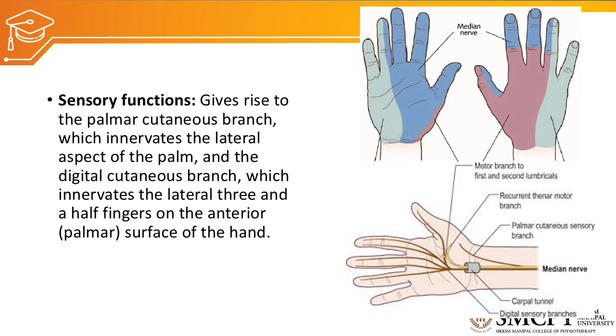You can see in the picture, this is the lateral 1, 2, 3 and a half. The blue area which you can see is the sensory supply: the palmar lateral 3.5 digits on the palmar surface, and the medial aspect of the thumb, the posterior aspect of the index and the middle finger until the proximal interphalangeal joint, and the lateral aspect of the index finger until the proximal interphalangeal joint.